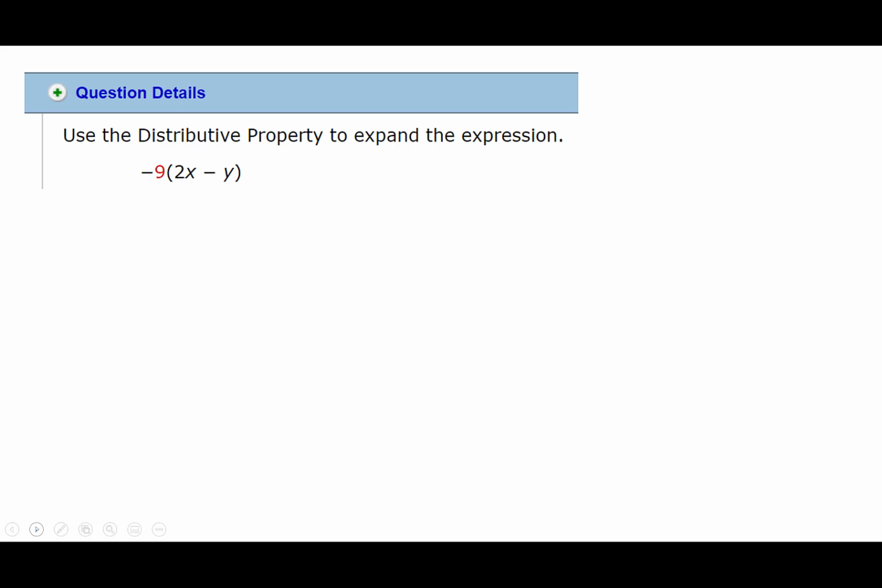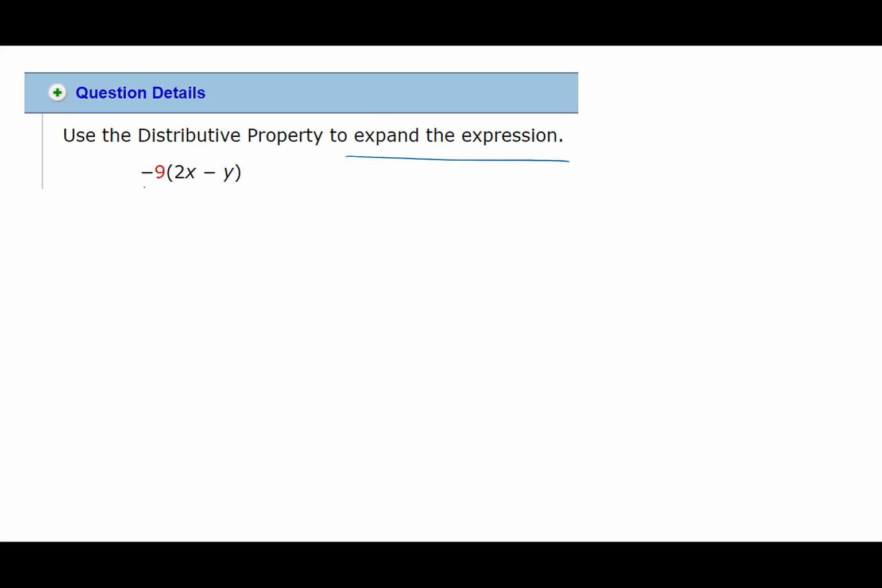Okay, the first example says use the distributive property to expand the expression. It's kind of an interesting way to say the instructions. You're basically just using the distributive property to multiply the outside term to the two inside terms. The expand the expressions could sound a little tricky, especially after we spent some time in the last unit expanding exponential expressions. But let me just show you what a problem like this means.